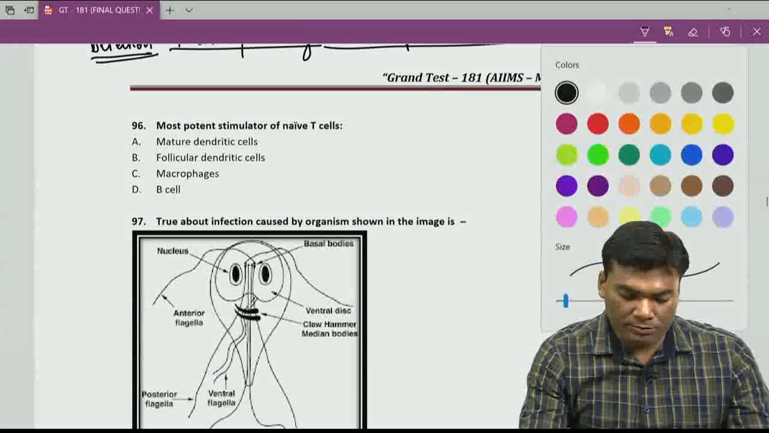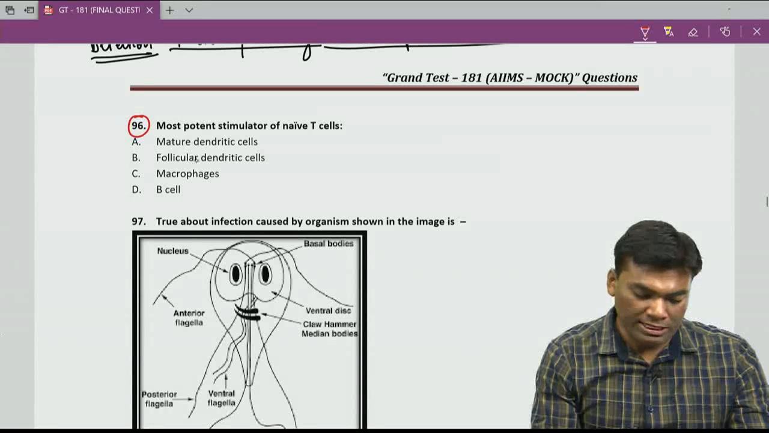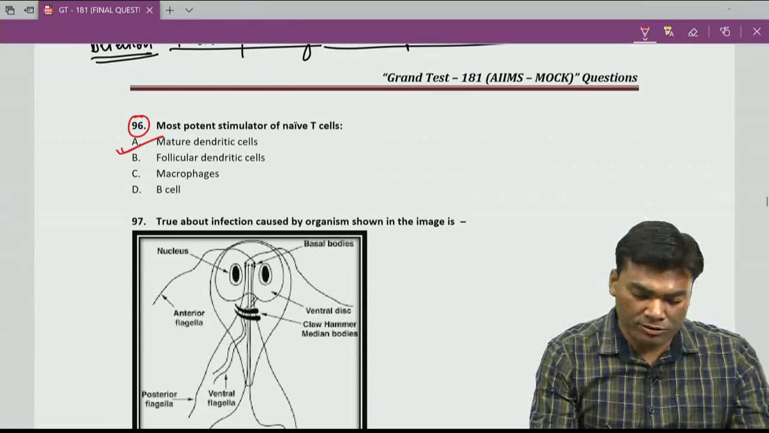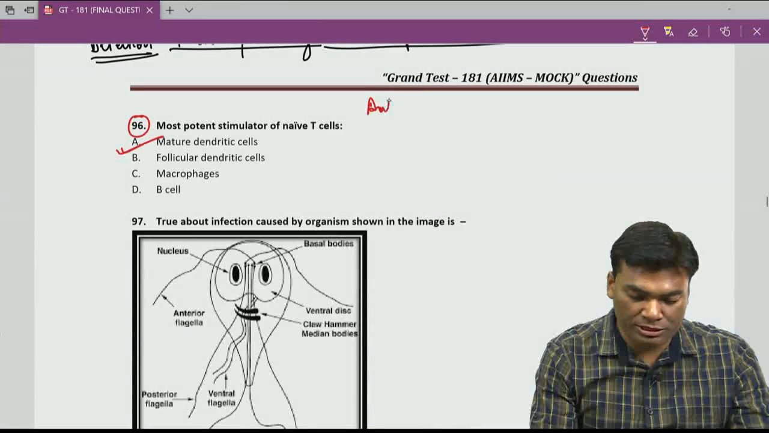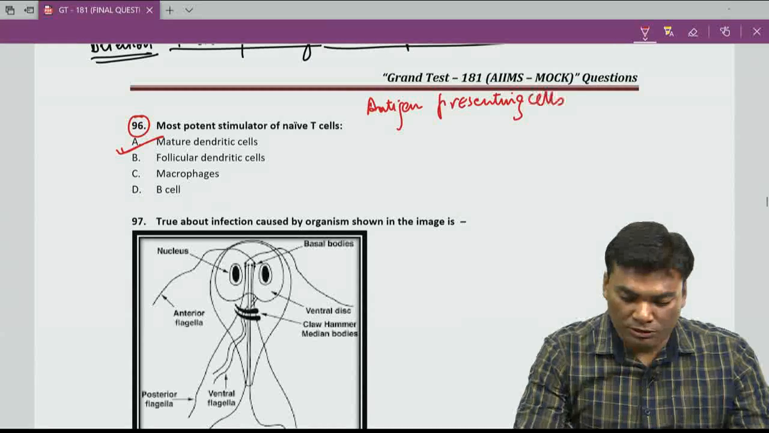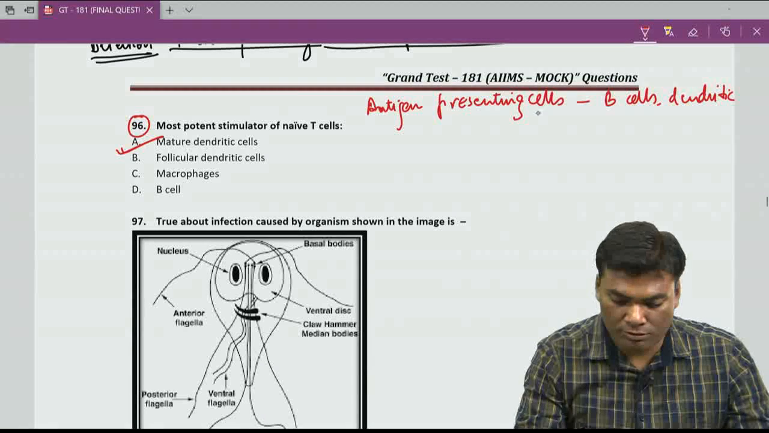96. Now it says most potent stimulator of naive T cells. The answer is mature dendritic cells. Now you should know what these dendritic cells are. We have something known as antigen presenting cells. These cells are B cells, dendritic cells and macrophages.